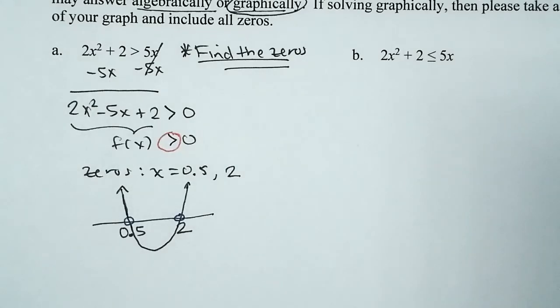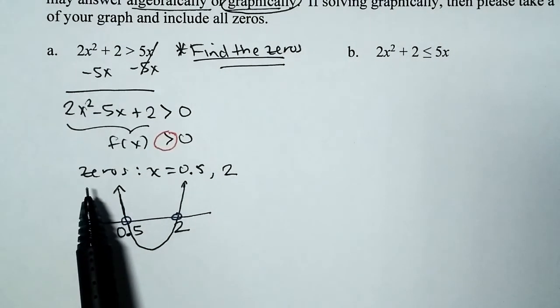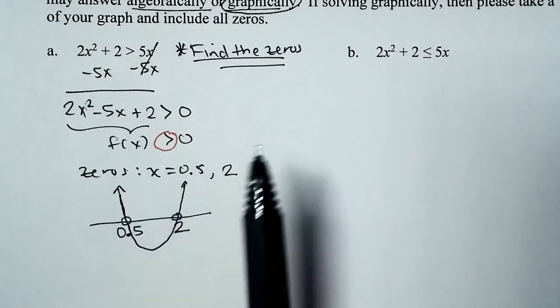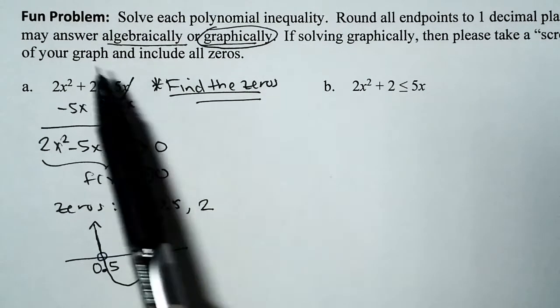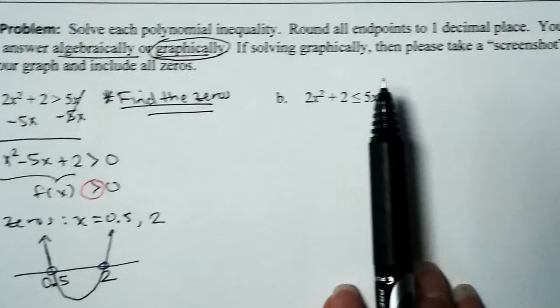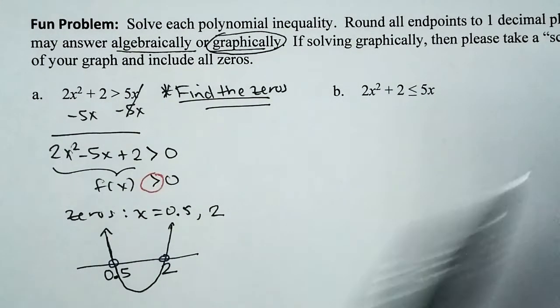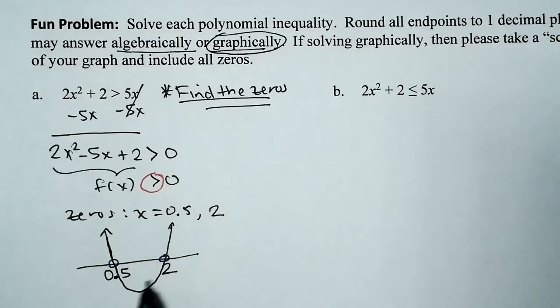Okay, so hopefully that's a little better. Okay, so we have identified the zeros. Why do we have to do that? Because if we solve by graphing, it says take a screenshot of your graph and include all zeros. So there's our screenshot, and we listed the zeros, and there we have it right there.